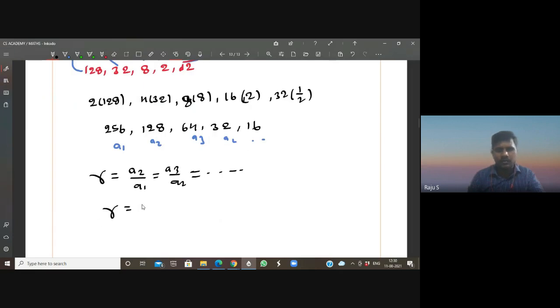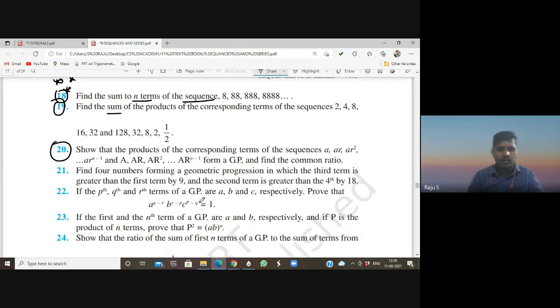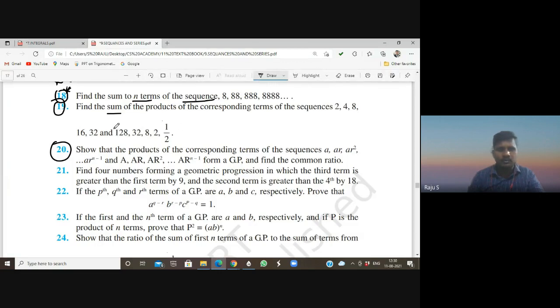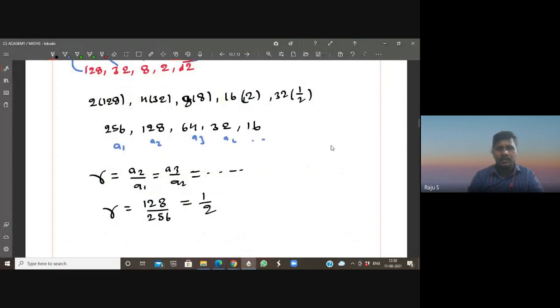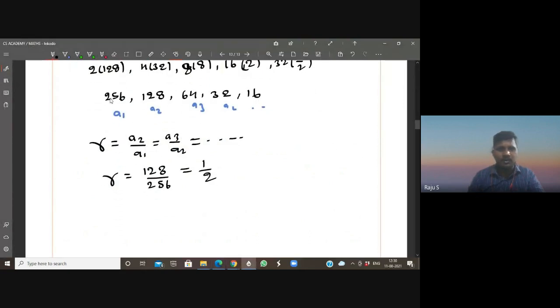So R is equal to 128 by 256, which should be equal to 1 by 2. What is the question? Find the sum of the product of the sequence. They are asking the sum. Here we got the first term is 256, common ratio is 1 by 2. They are asking sum, Sn. How many terms are there? 1, 2, 3, 4, 5. Nothing but S5.